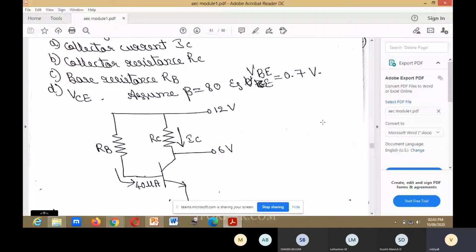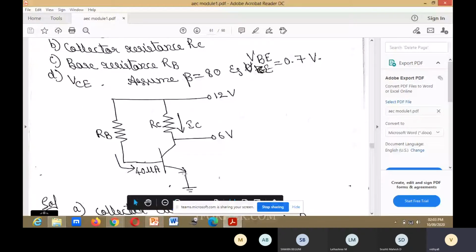This is the given figure. This is a fixed bias figure, the fixed bias configuration figure. They have given VCC is 12 volt. You need to compare with the VCC.